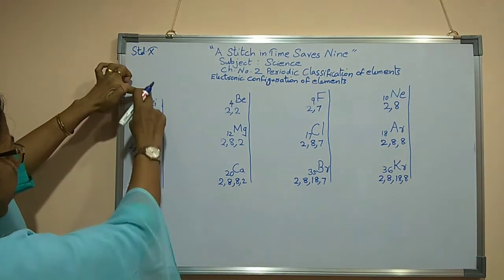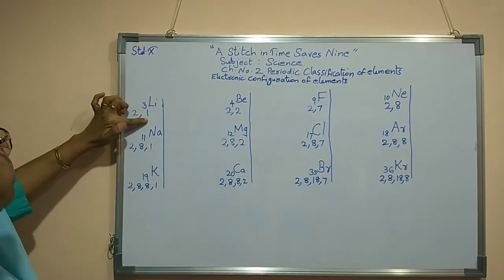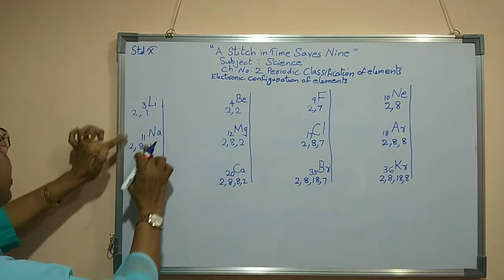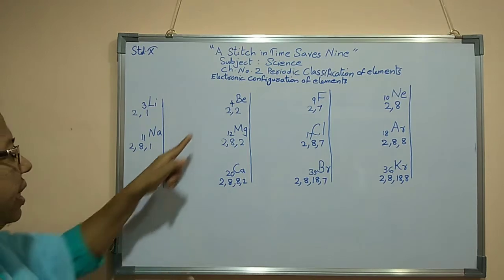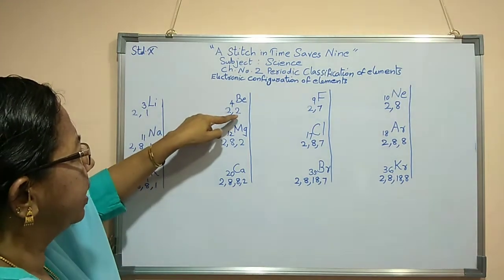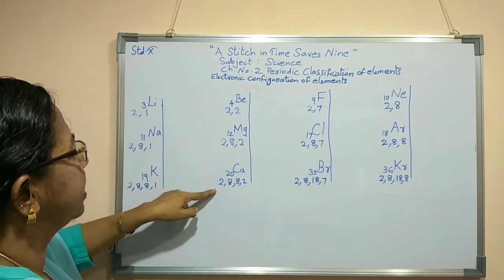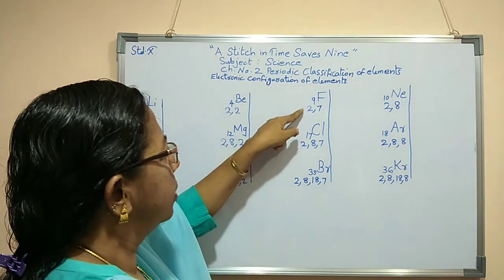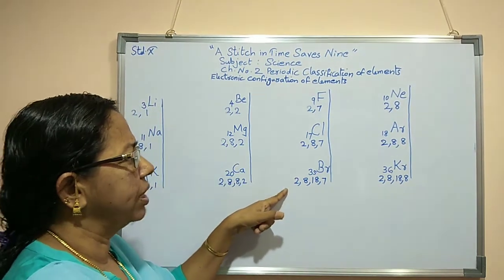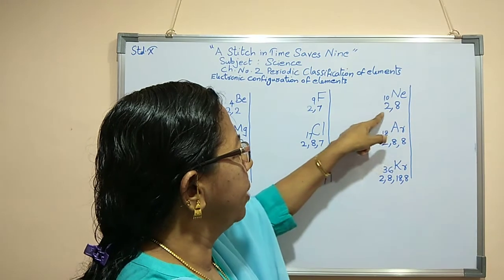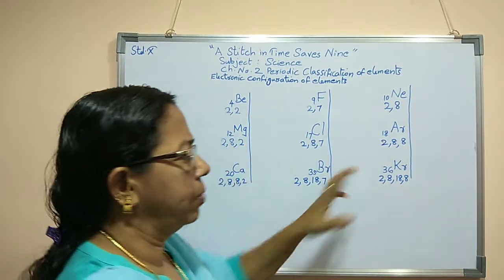When you see the first group elements, the first element I wrote, that is lithium. It has only 2 orbits. But next will come 3 orbits. Next will come 4 orbits. Here if you are taking beryllium, it has only 2 orbits. Magnesium has 3 orbits. Calcium has 4 orbits. Fluorine 2 orbits. Chlorine 3 orbits. Bromine 4 orbits. Neon 2 orbits. Argon 3 orbits. Krypton 4 orbits.